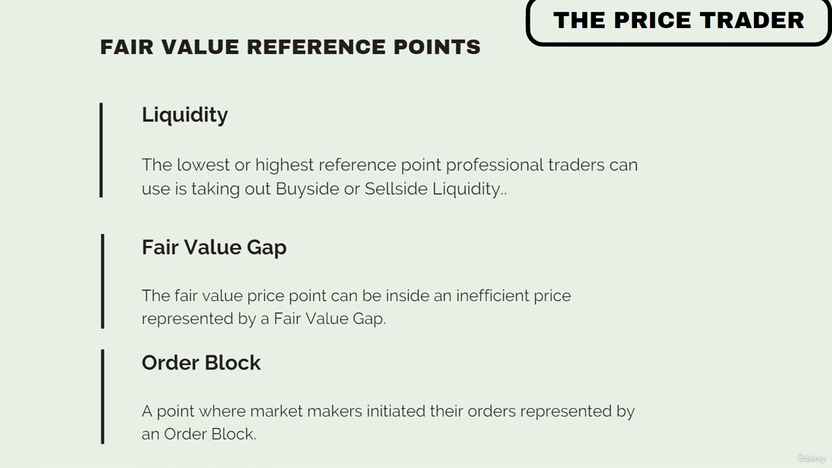And then we have the order block, which is essentially a point where market makers initiated their orders, represented by an order block. Market makers could be the big banks, where they have positioned themselves and placed orders, and now the market will want to revisit that area as a future reference point, maybe if they are buying, to increase even more buying.